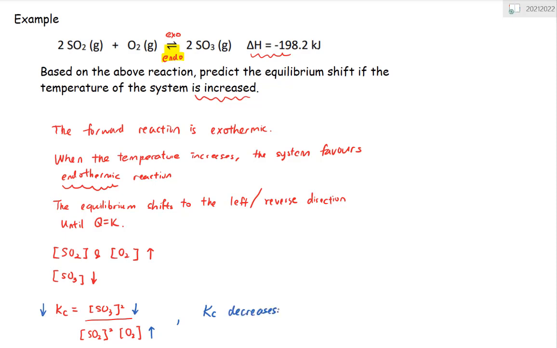So we have our first step, determine the type of reaction. And the second step, we have to identify which reaction is favored. And then number 3, to determine your equilibrium shift. And then after the equilibrium shift, identify the change in concentration. And then lastly, and the most important one, is the value of Kc.